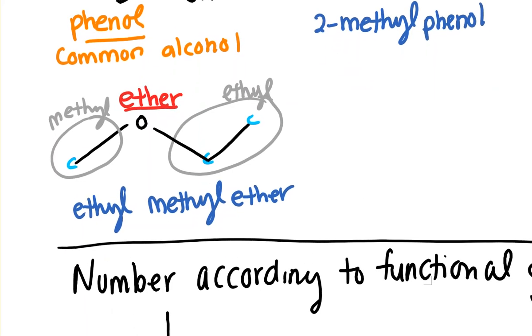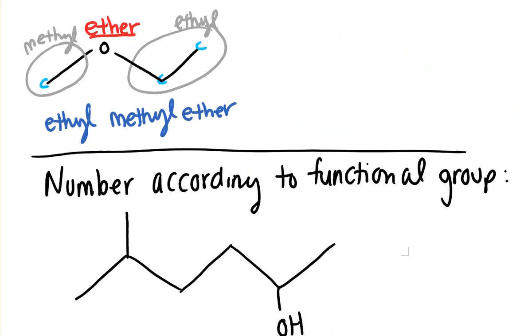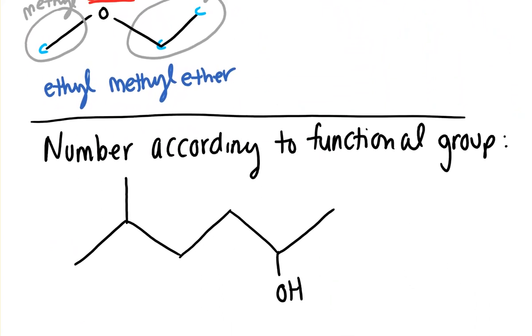Okay, let's look at some more naming, and now we'll have some branching on them. Remember, we always number by the functional group. For all of them except the aldehyde so far, we have to say the number of where the functional group is. On the aldehyde, we never say 1-butanal, because the aldehyde group has to be on carbon 1. So first we number according to the functional group, from the end closer to the functional group.